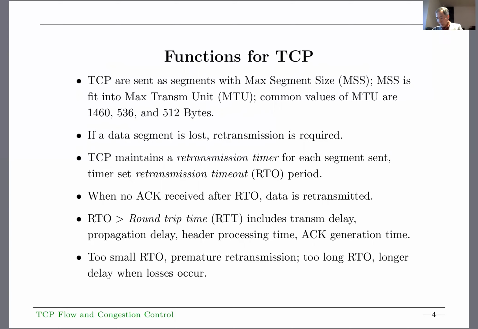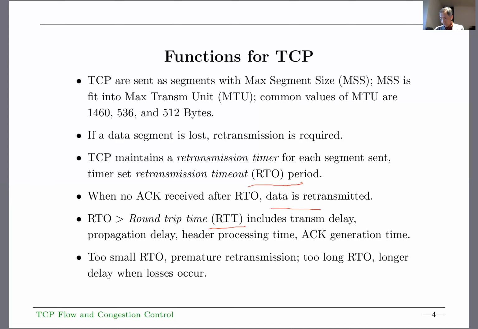So TCP maintains a retransmission timeout period. After the RTO period, if I have not received an acknowledgement for a particular packet, the packet is assumed to be lost, so the data is retransmitted. It also triggers off some mechanism for adjustment. Now the RTO must be bigger than the RTT, the round trip time.